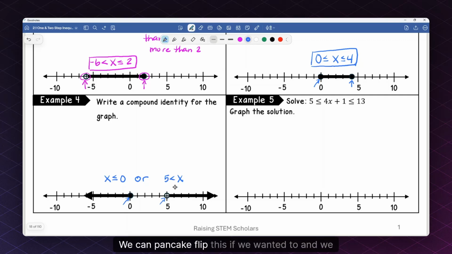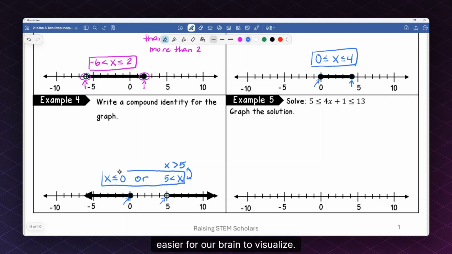We can pancake flip this if we wanted to, and we could write it x is greater than 5. These are two ways to write this, but just going off of a graph, the way that I wrote it originally is a little easier for our brain to visualize. Okay.